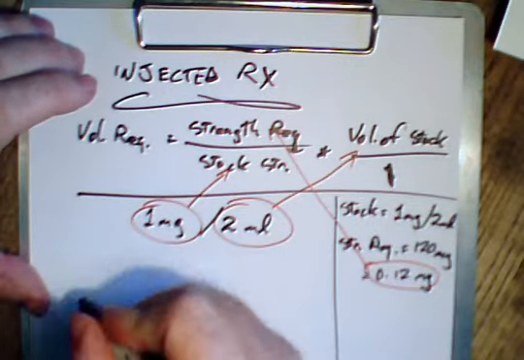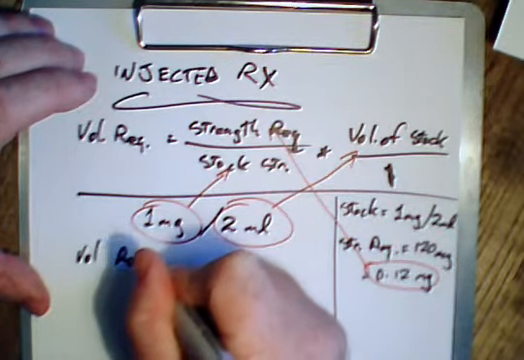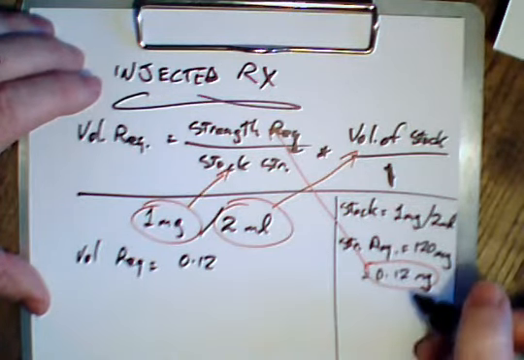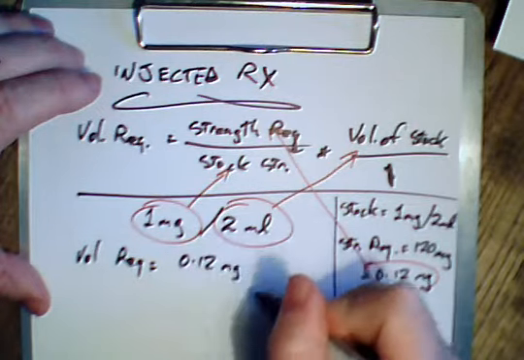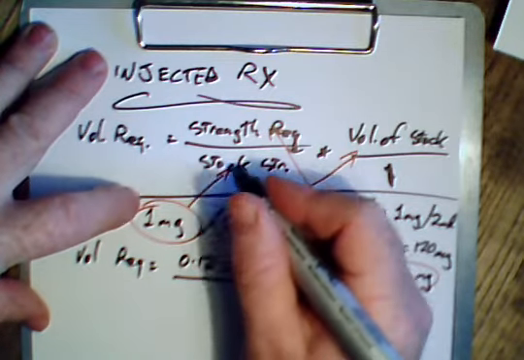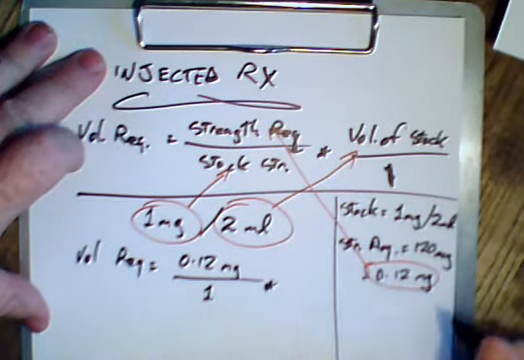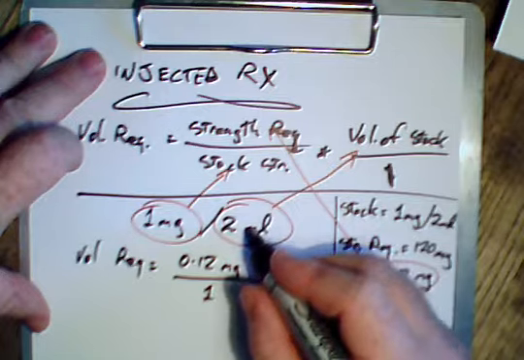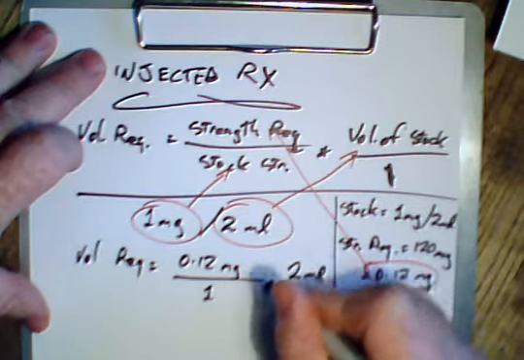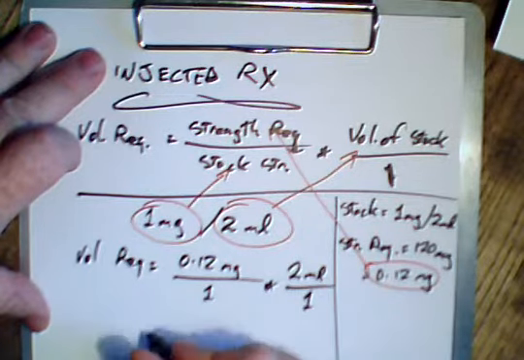Okay, so in this particular event, volume required equals 0.12 milligrams. It's worth at times putting your units in to make sure everything's straight. Divided by the stock strength, which is 1 milligram, times the volume of stock, 2 milliliters, over 1. So that's actually a very, very straightforward little problem.